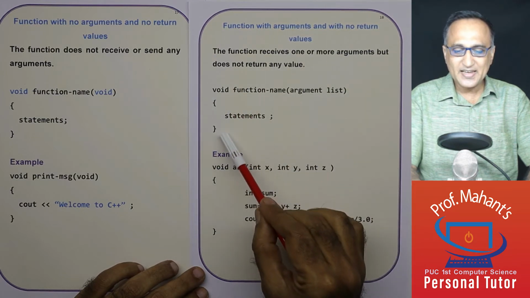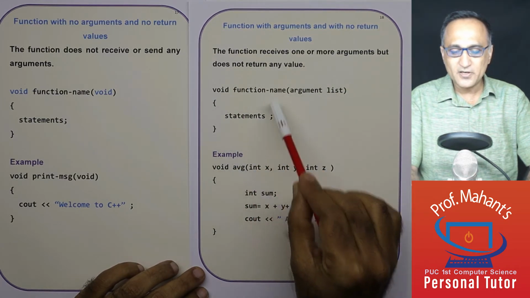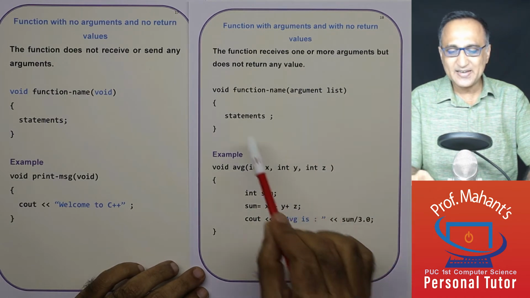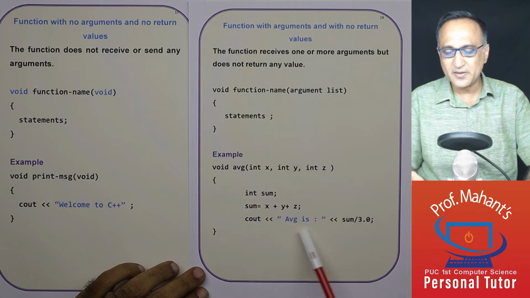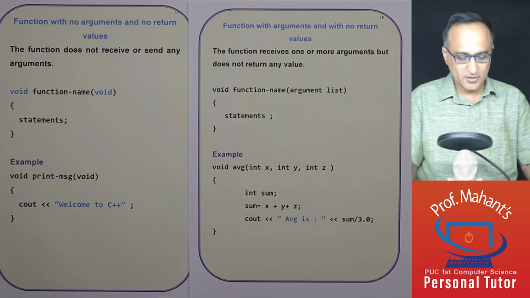The general syntax is void because it's not returning any value. Name of the function is average. Argument list is this x, y and z. Statements are all of these statements. So these are two kinds of functions.